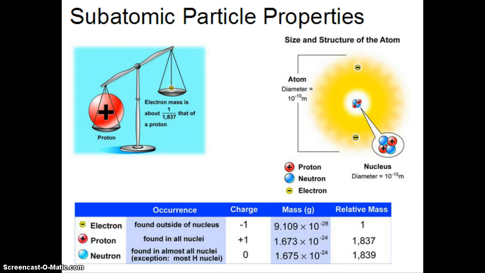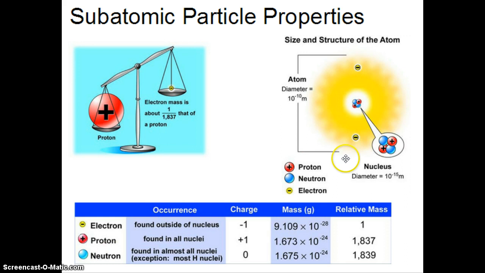Here we talk about subatomic particles. Notice that a proton is tremendously more massive than an electron, to be precise, about 1,837 times more massive. Electrons don't have zero mass, but they're about 1/2000th the mass of a proton or a neutron, which are equivalent in atomic mass units.